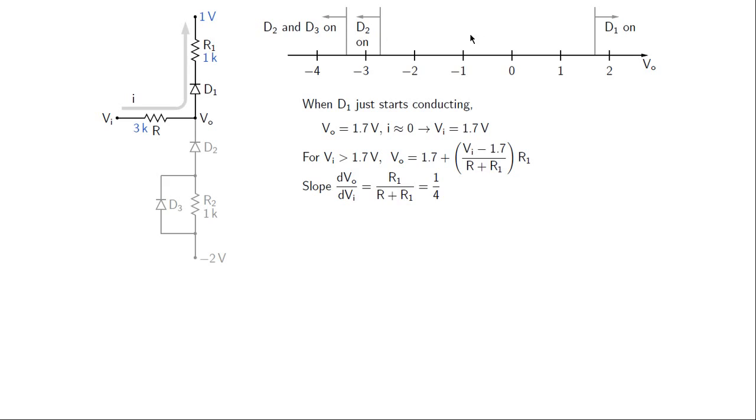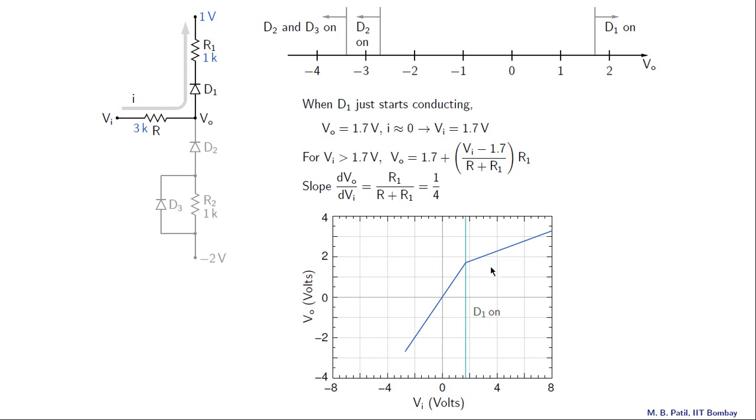Let us look at this region now where no diode is conducting, and in that case no current in this branch, no current in this branch, and therefore the current through R is 0. So therefore there is no voltage drop across R and VO is equal to VI. Alright, let us now look at the VO versus VI relationship for these two regions.